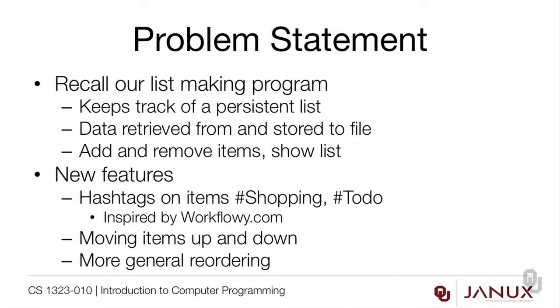A feature that I found to be very useful is one that was inspired by workflowy.com. What they do with their list-making software, amongst other clever, amazing things, is they have hashtags on individual items. So, for example, you could say hashtag shopping or hashtag to do, and then you can do search on those. So you could pull up the things that are just on your shopping list or just on your to-do list.